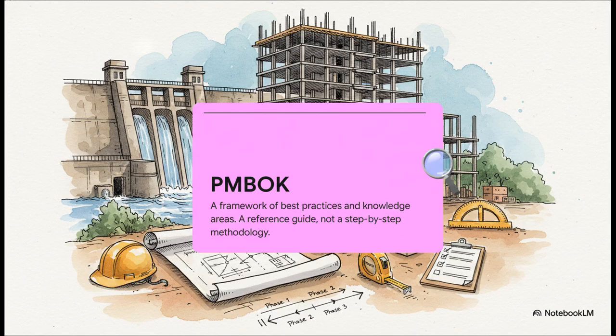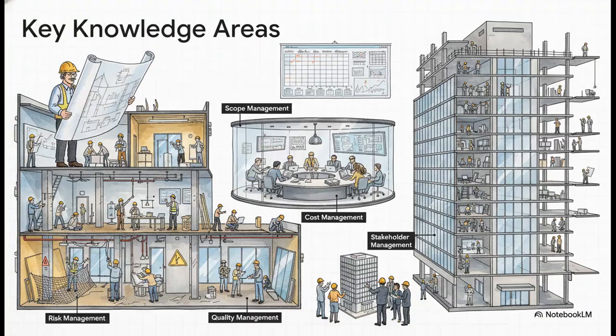It doesn't tell you exactly how to cook your meal, but it defines all the ingredients, the best practices, and the techniques you need to know. It basically creates a universal language for project managers everywhere. And just look at how comprehensive this is. The guide is organized into these key knowledge areas. It forces you to think about everything from managing the scope and the budget, all the way to handling risks and keeping your stakeholders happy. It really is a 360-degree view of your entire project.